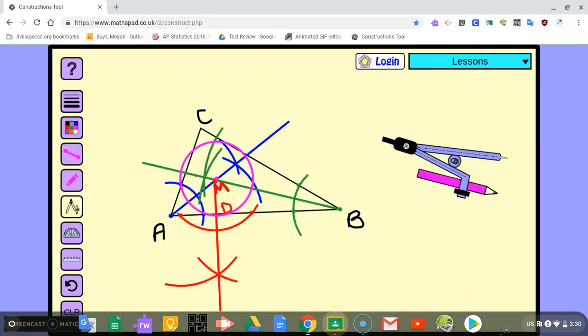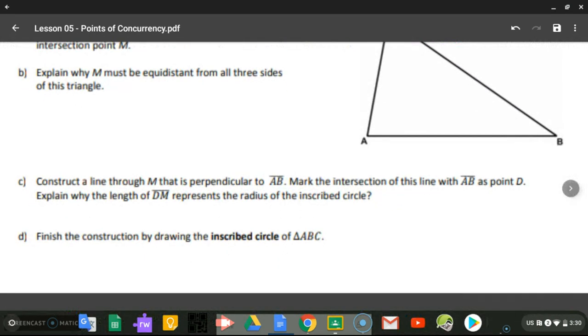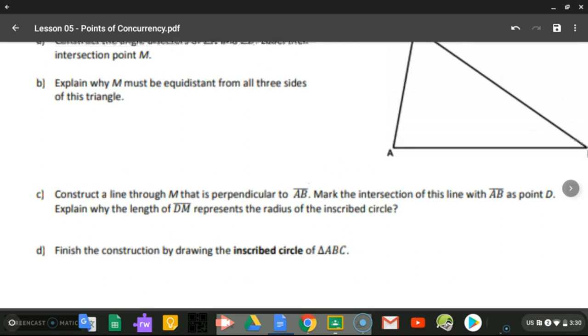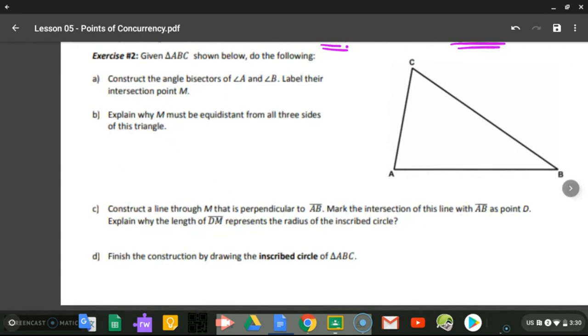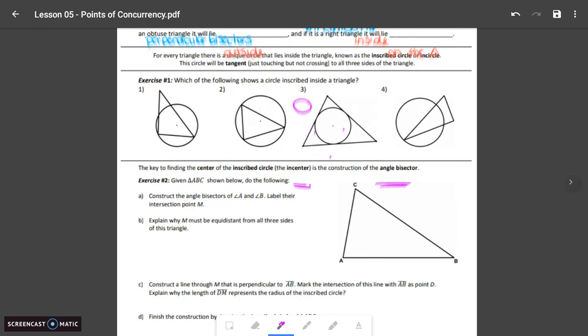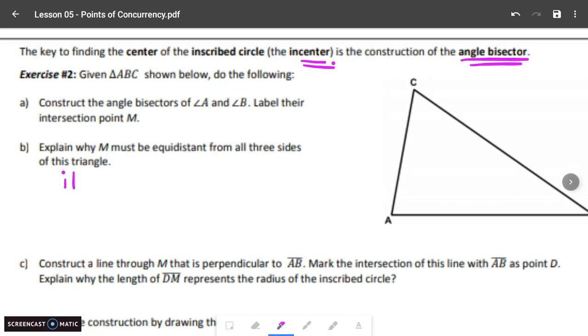So let's go fill out the rest of our sheet and see where we left off. So we have our construction. Explain why M must be equidistant from all three sides of the triangle. Well, we should have filled that in. We should recognize that we've just constructed three angle bisectors. So when we're constructing angle bisectors, like we said in that angle bisector lesson, the angle bisector is equidistant from the two rays that form the angle bisector. So why must M be equidistant from all three sides?